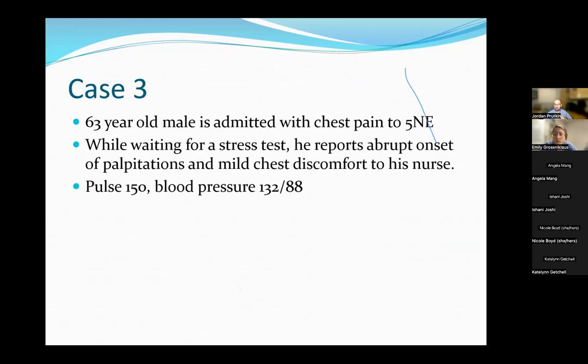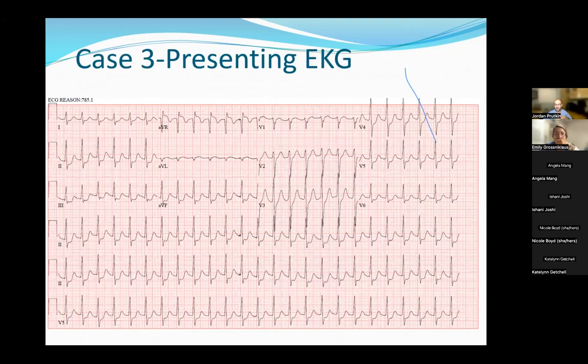All right, case 3. So a 63-year-old is admitted with chest pain to 5 Northeast here at Montlake. And while waiting for a stress test the next day, he reports the abrupt onset of palpitations, has some mild chest discomfort, and has a pulse of 150 with a normal blood pressure-ish. And this is his EKG.